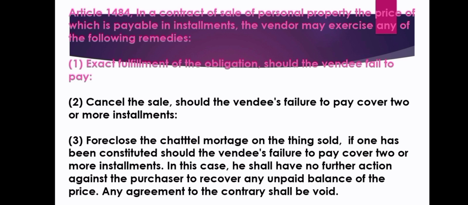Article 1484. In a contract of sale of personal property, the price of which is payable in installments, the vendor may exercise any of the following remedies. First, exact fulfillment of the obligation should the vendee fail to pay. It means you have an obligation to pay the agreement about the property.